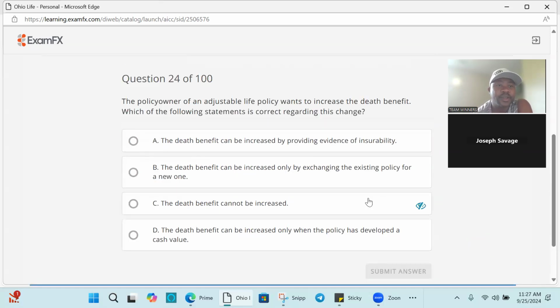The policy owner of an adjustable life policy wants to increase the death benefits. Which of the following statements is correct regarding this change? Well, death benefits can be increased by providing evidence of insurability, of course. The death benefits can be increased only by exchanging the existing policy for a new one, probably not. The death benefit cannot be decreased, so it cannot be increased, that's not right. The death benefits can be increased only when the policy has developed cash value, probably not. The death benefits can be increased by providing evidence of insurability. Yes, that's the correct answer.